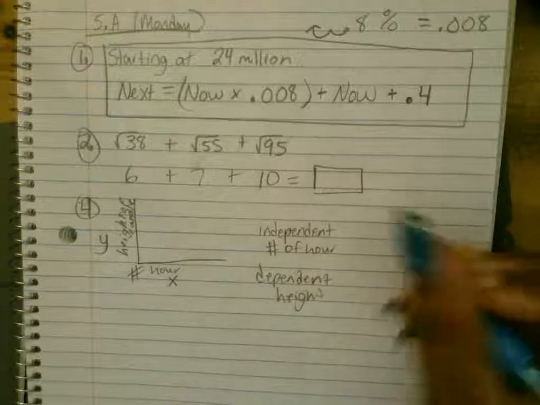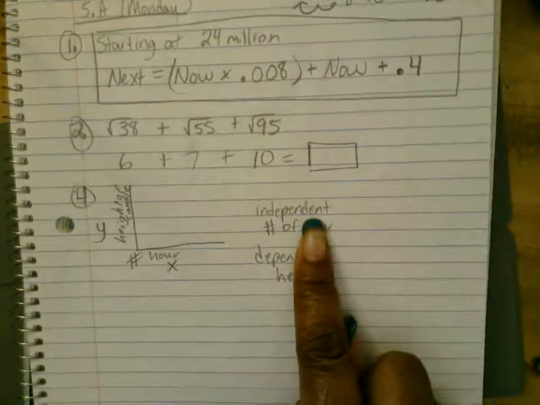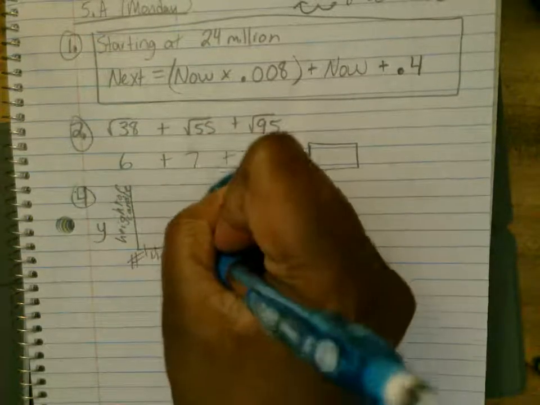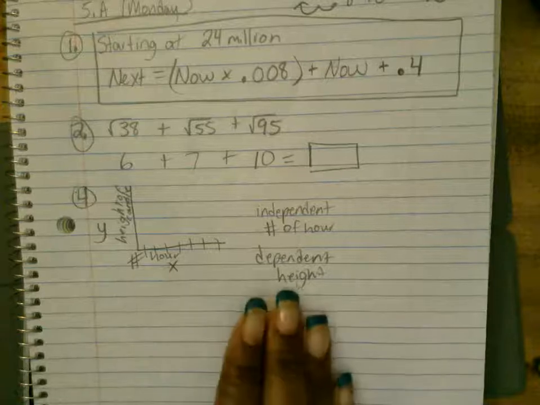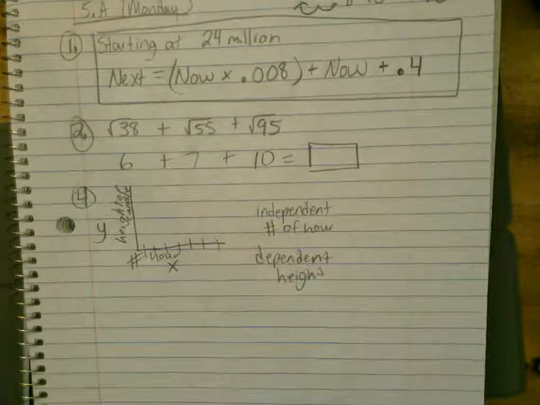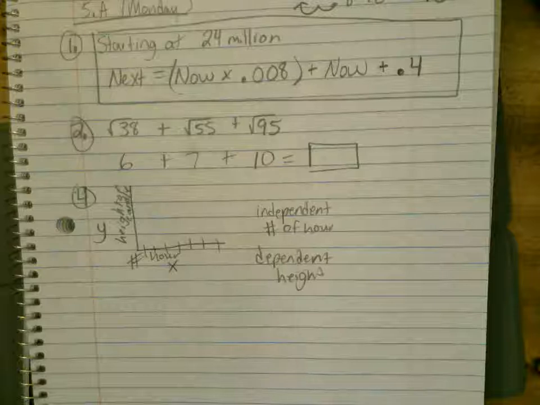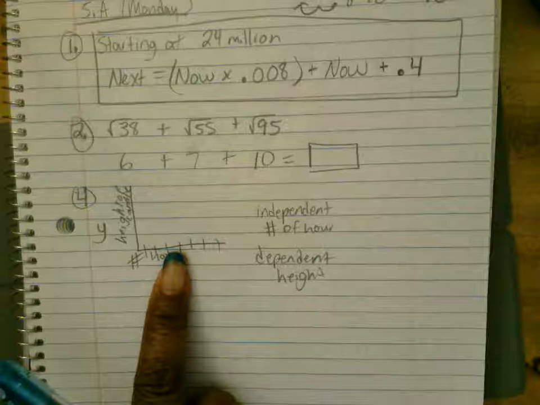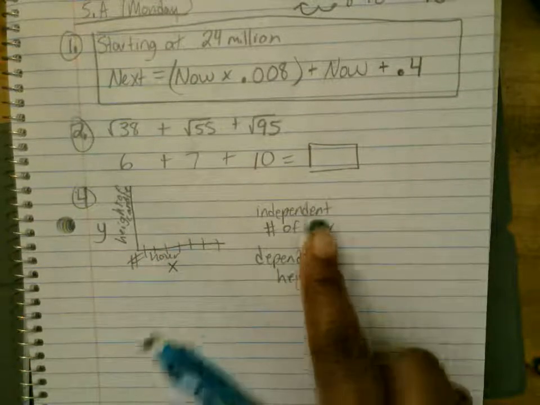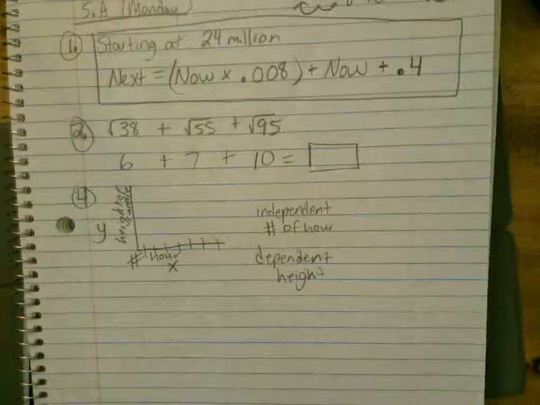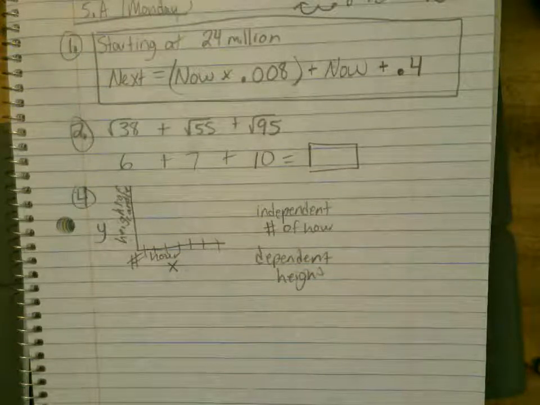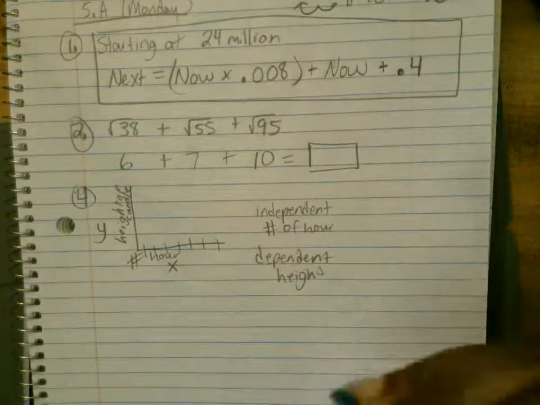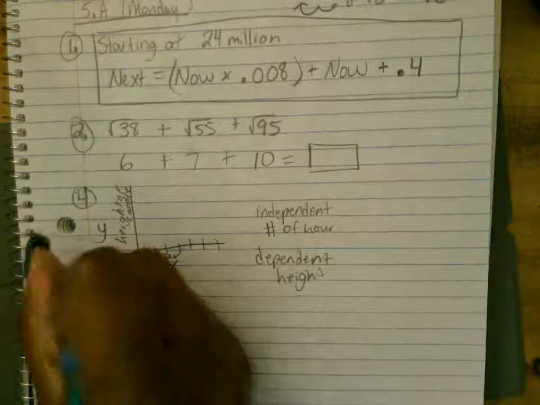All right. Why, Miss Reyes? Because look, my independent variable is unaffected by anything. The hours are going to increase regardless. Hours is not affected by anything. It's not going to pause. It's not going to go backwards. However, the height of the candle is dependent on how many hours it's burning. So it's going to keep decreasing depending on how long it's actually burning. Right? So that is dependent. All right? So that's the reason for that.